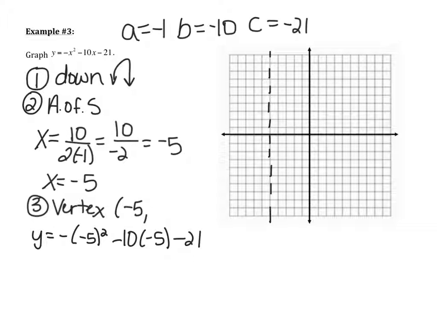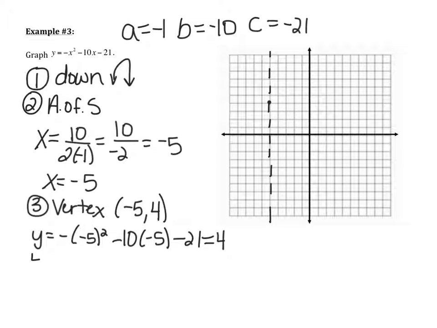I can type that into a calculator as long as I'm aware of the order of operations, or I could do this in my head. It's up to you on how you want to do it. Either way that you do it, you'll end up with y equals 4. So our vertex would be at negative 5, 4. So go over to your graph, knowing that your vertex should be somewhere here on your axis of symmetry. So we're going to the left 5, just like we thought, and up 4 units and put a dot for your vertex. So here's our vertex, and now for the fourth step, we're going to identify the y-intercept.